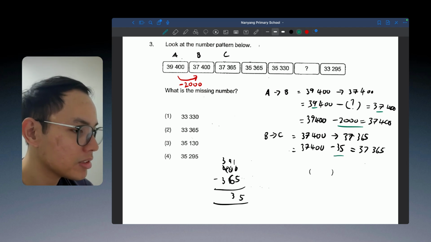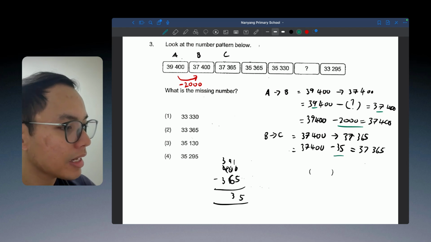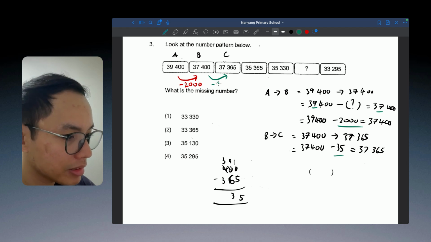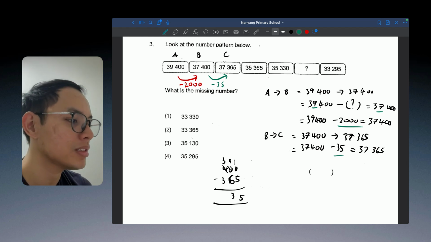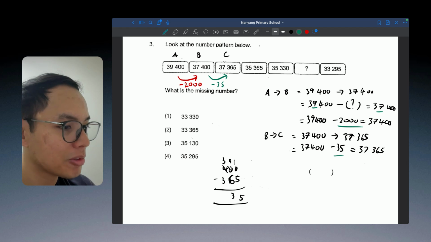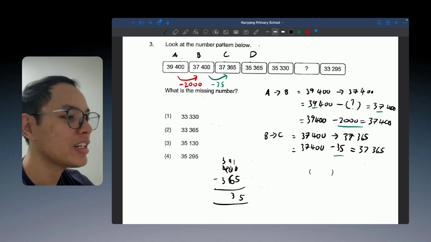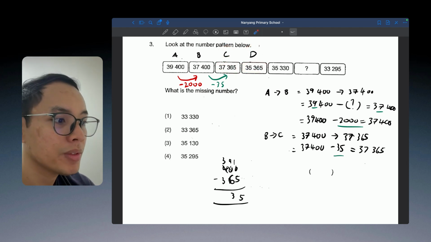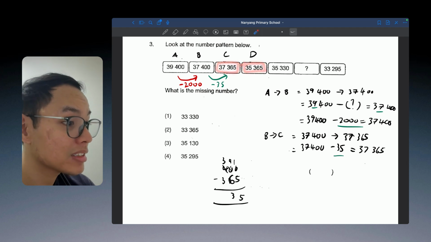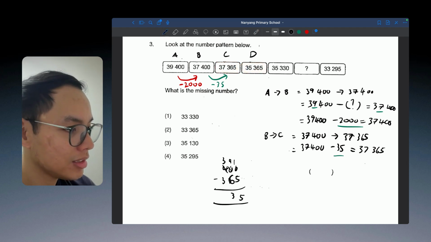So we know this is minus 35. So in the second one, this is minus 35. Okay, then you'll be confused. Why? Okay, so minus 2000 minus 35. What is the pattern here? I don't know. Don't worry, there is the light at the end of the rainbow. Okay, so now let's compare with C and D. If you were to look at the numbers here, 37365 and 35365, you can see that it is actually minusing how much? 2000. Yeah, so we can see that's minus 2000.